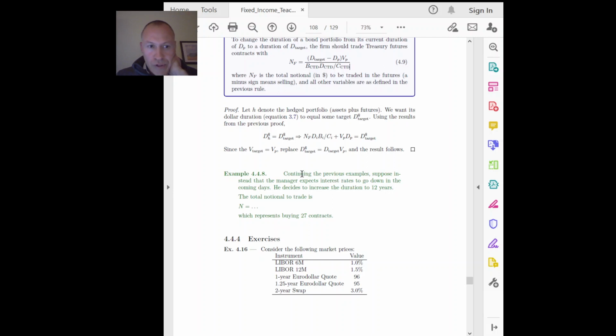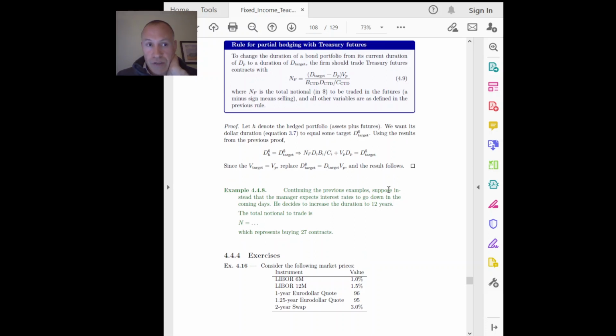So a very quick example. Suppose that it is the same portfolio that we are managing, but now we expect the opposite. We expect interest rates to go down. If interest rates go down, we will benefit from an increase in the bond price. So if we want to bet on that, we want to increase the portfolio duration. Suppose that we are allowed to increase the duration up to 12 years. So the target duration here will be 12.